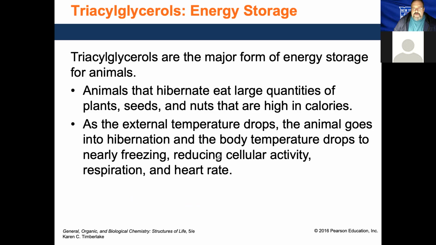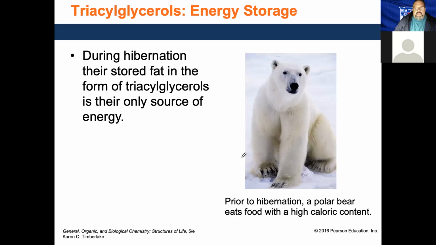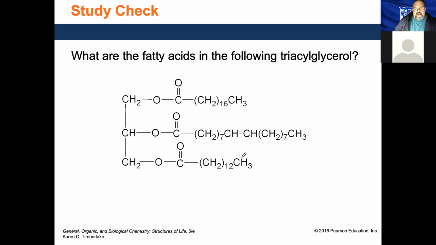Triacylglycerols are the major form of energy storage for animals. Animals that hibernate eat large quantities of plants, seeds, and nuts that are high in calories. As the external temperature drops, the animal goes into hibernation. The body temperature drops to nearly freezing, reducing cellular activity, respiration, and heart rate. Not going to go any further than that.